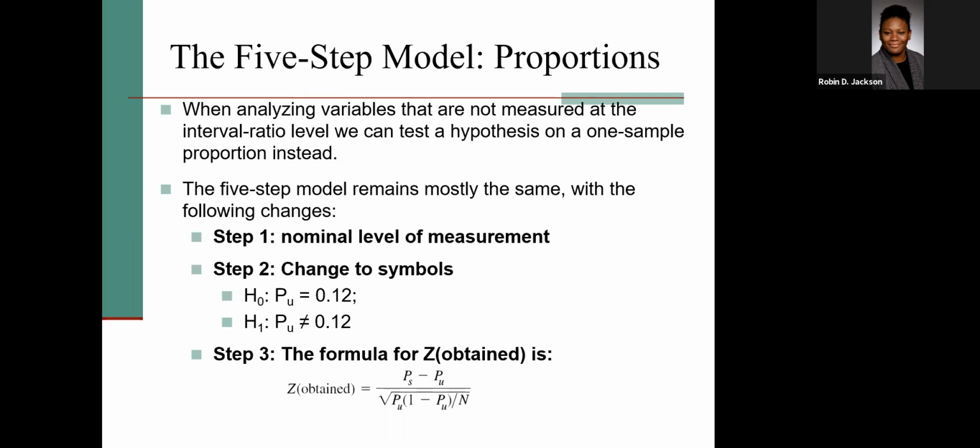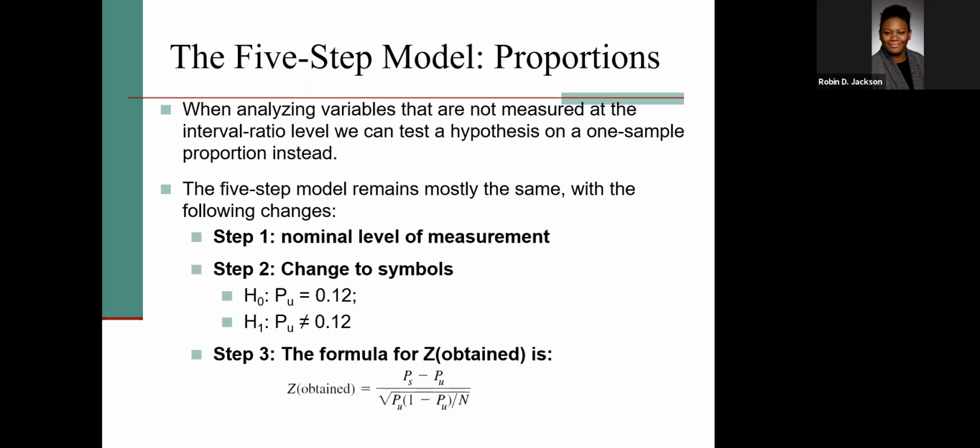There are times when we don't use interval ratio variables, but we still want to conduct a hypothesis test. In instances such as these, it's inappropriate to use the mean. Instead, we can use the sample proportion as the test statistic. So again, the 5 steps are essentially the same, but there are some key differences. If you go to page 208 of the course textbook, you'll see a more detailed discussion of these changes.